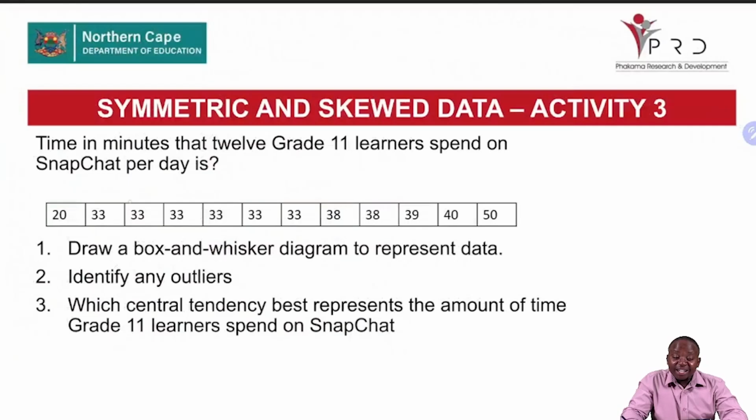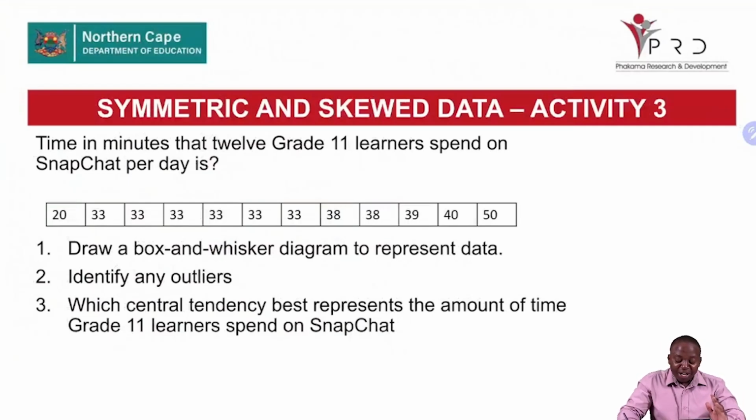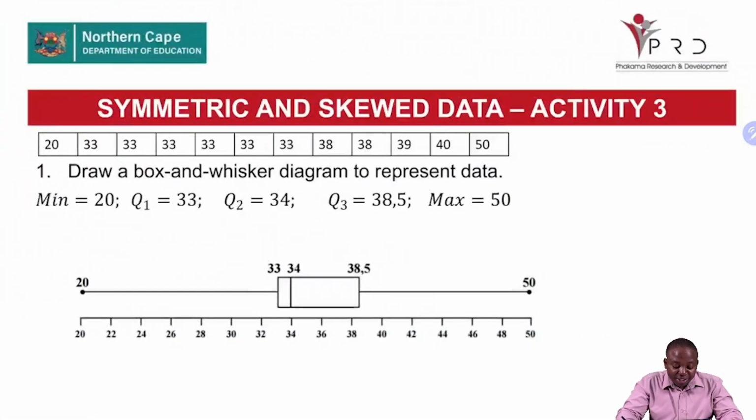Remember, for central tendency, when the mean is greater than the median, the mean is better, and when the median is greater than the mean, then the median will be better. So the one that is bigger is the one that we say is the best. Box and whisker: the minimum value is 20. Remember to find this, you must order your data set in ascending order, from lowest to highest.